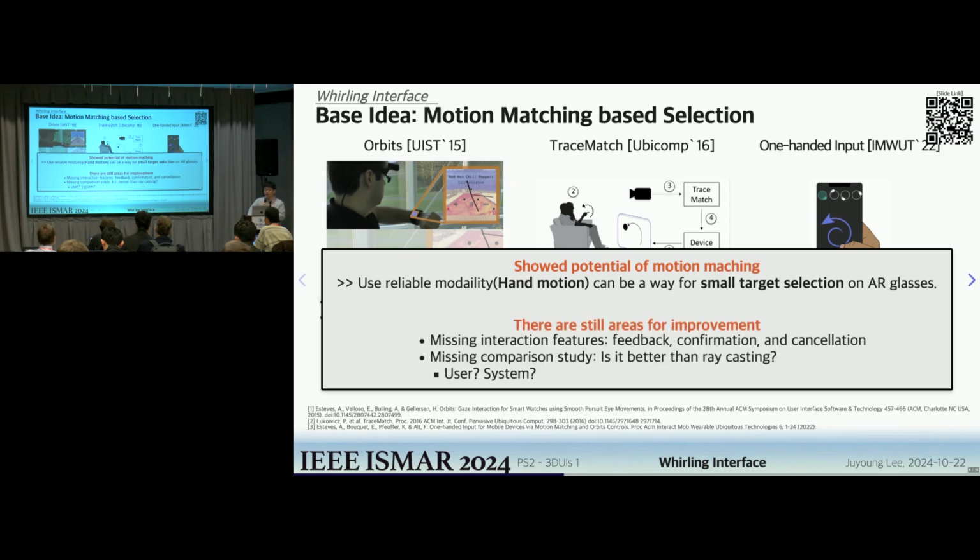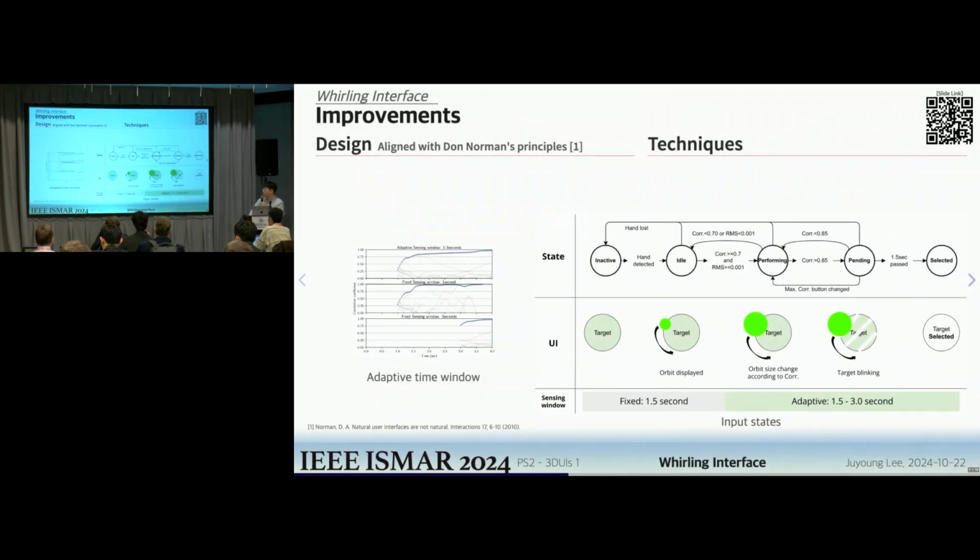But there are still areas for improvement, because they all focus on the input detection itself. They don't have interaction features like feedback on doing well or badly, and also a confirmation or cancellation function, as ray casting has. And there was no study comparing with the current method like ray casting, so users may feel difficulty, or maybe the system may be difficult. So we will focus on that.